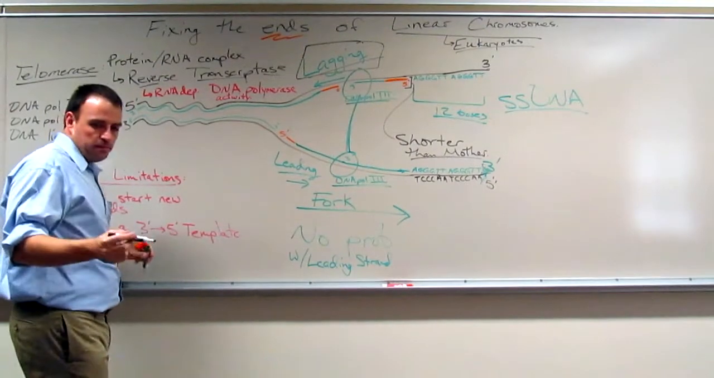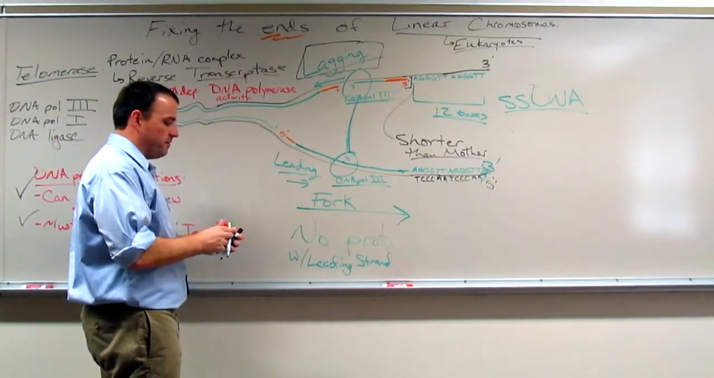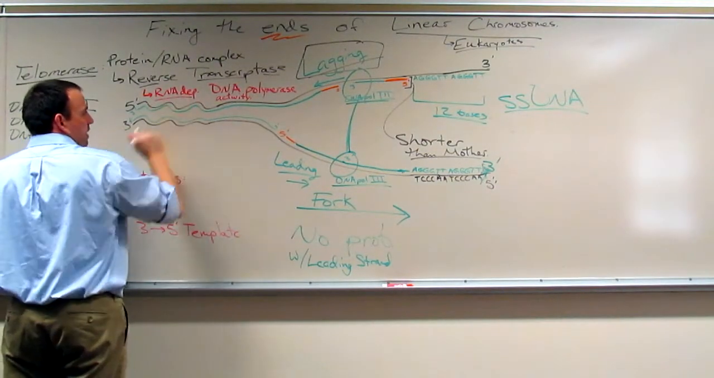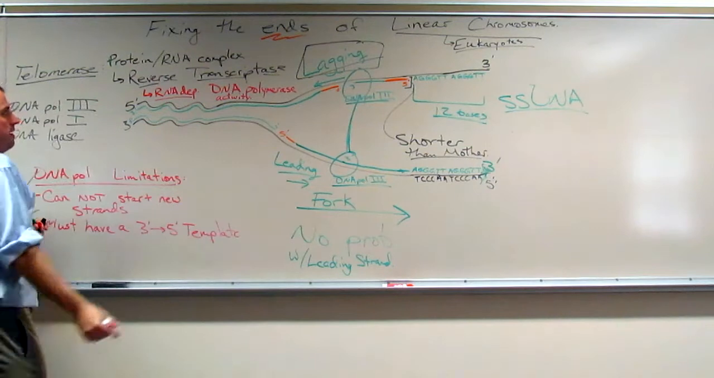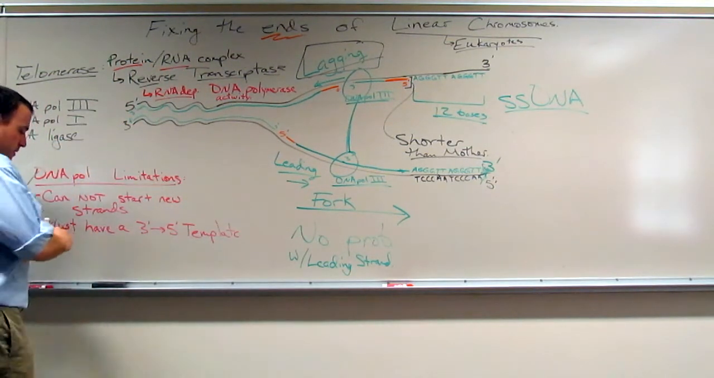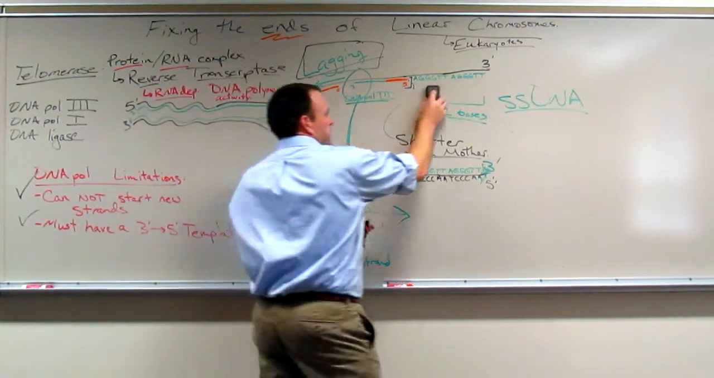So what happens? Well, this is where telomerase comes in. Remember, telomerase is an RNA-dependent DNA polymerase, and it's a protein and RNA complex. So I'm going to erase a couple of these labels here.